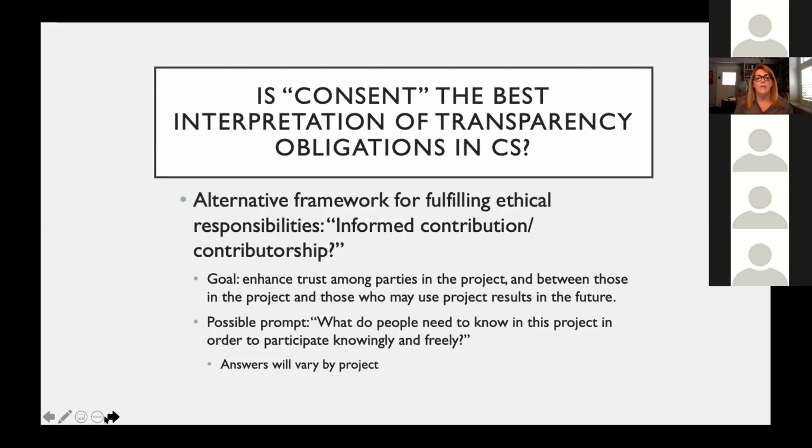So here I have in mind something like, if a policymaker wanted to use a citizen science research result, they would probably want to be sure that there was no unethical use of human subjects or contributors or participants in that work in order to use it in policy. So a prompt one might use in a citizen science project, in thinking about what they owe in terms of informed consent or informed contribution, is: what do people need to know in this project in order to participate knowingly and freely? And the answer will vary by project.